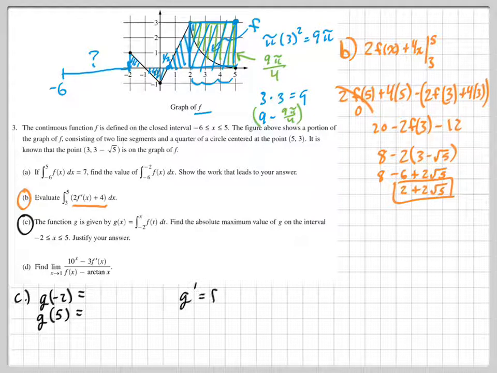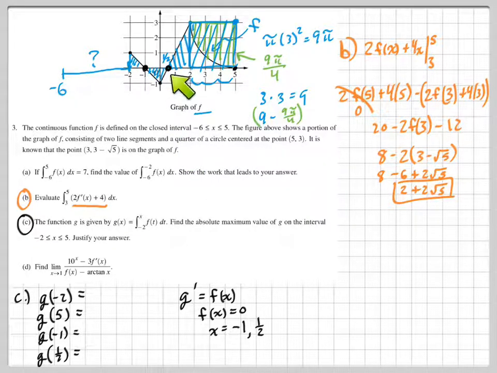And then you're going to test the critical values of g. So to find our critical values of g, we need to know what g prime is. Now, we know that g prime is f. So we just need to know where f is either equal to 0 or undefined. And so looking at the graph of f right here, I can clearly see that f is defined everywhere. There's no holes or anything like that. So it's defined everywhere, so that means undefined does not occur anywhere. But there are some points where it does equal 0. And we find that f equals 0 at negative 1, because that's an x-intercept, and at 1/2. And so we're going to have to test those two.